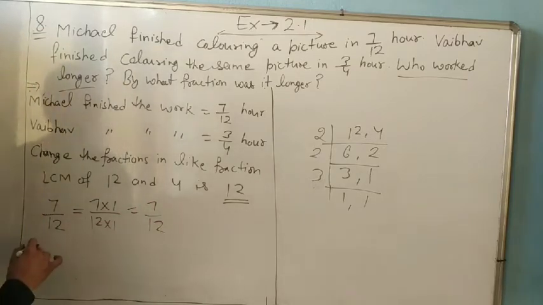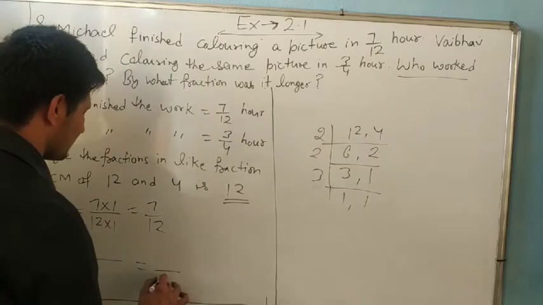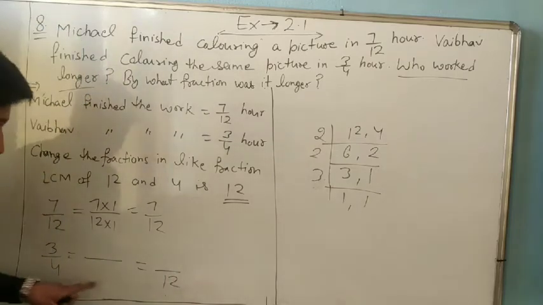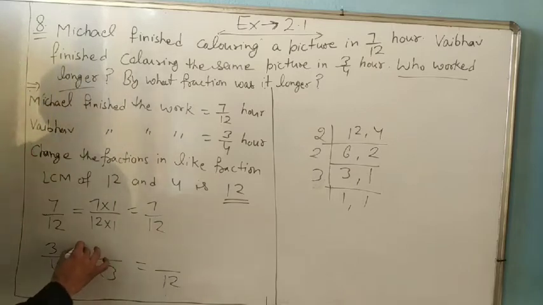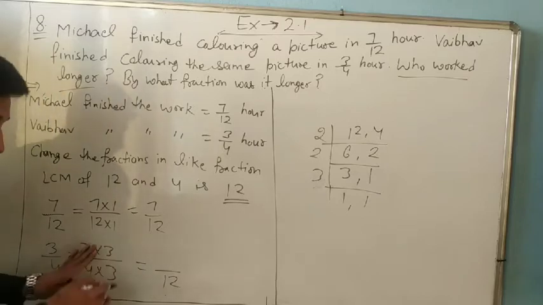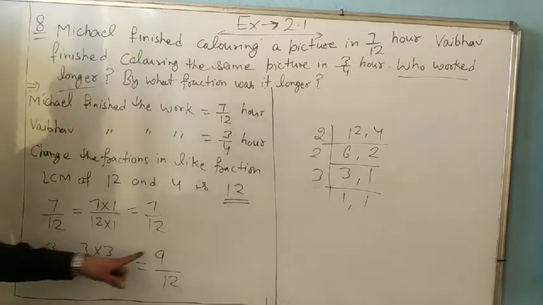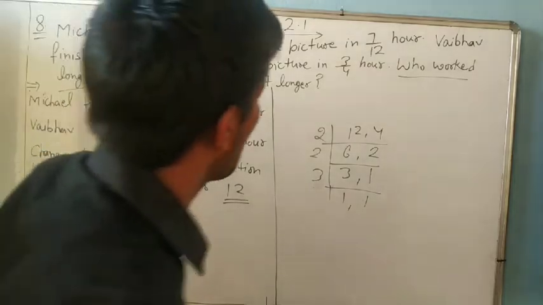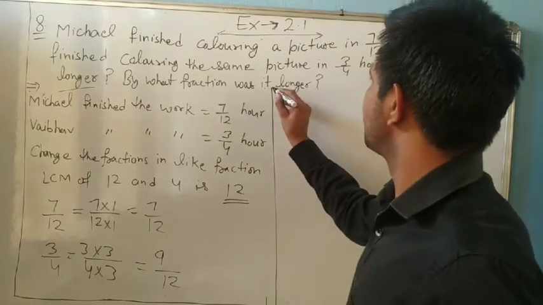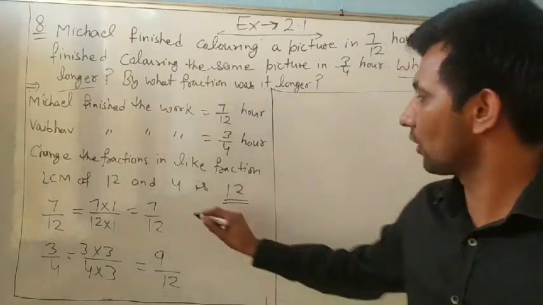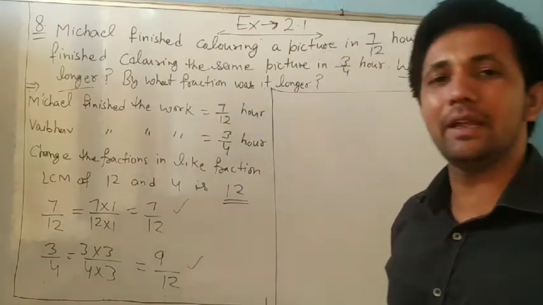Okay. Next is 3 upon 4. What number will you multiply by the denominator to get 12? 4 into 3. So the same number is multiplied in numerator and denominator, 3 into 3, so 9 by 12. Understand? Now you can compare which one is longer, 7 by 12 or 9 by 12.